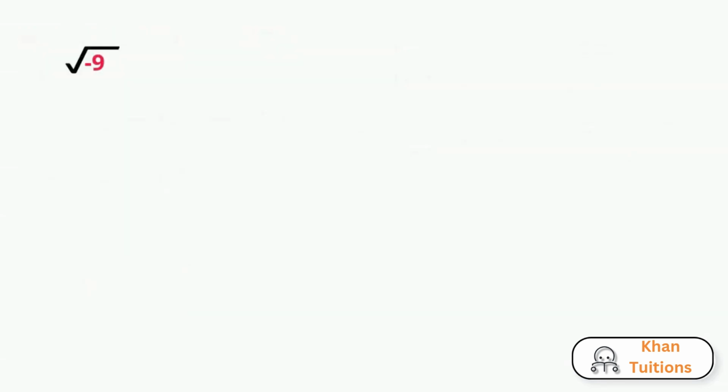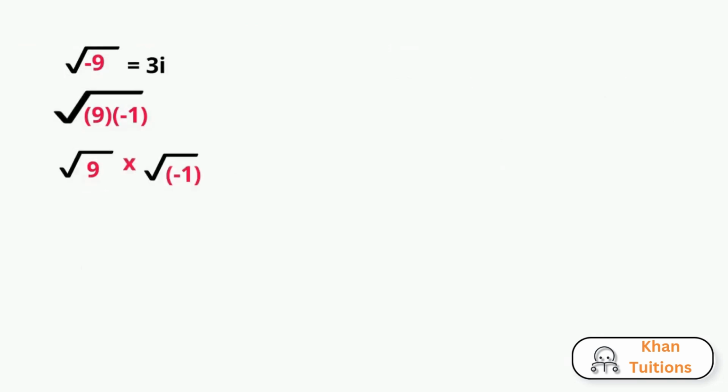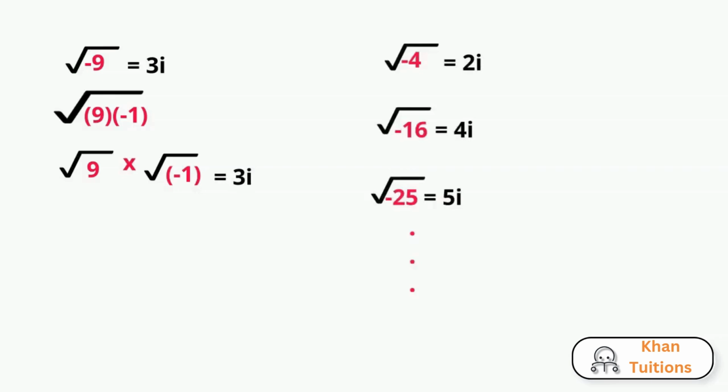So the square root of negative 9 is equal to 3i, because negative 9 equals 9 times negative 1. So this radical could be split up into root 9 times root negative 1, which is therefore 3 times i, or 3i. Similarly for the square root of any negative number.